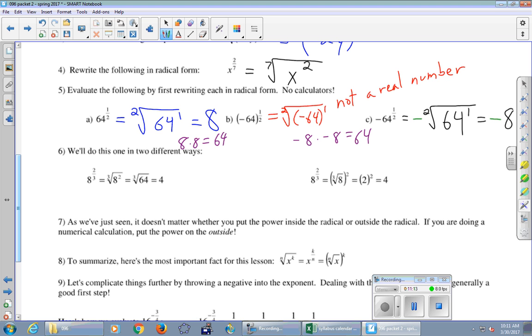In this case, it's saying the cube root of 8, squared. What is the cube root of 8? 2. And how much is 2 squared? 4. And did we get the same answer as we did before? And the answer is yes. And this isn't just a fluke. It actually turns out all the time that when we say that 2 is the power, you have complete freedom to either put that 2 inside the radical or outside the radical, and you will get the same answer. Word to the wise, if you are doing a numerical calculation, put the power on the outside. Put the power on the outside. Second way that we did it, but either way is okay.